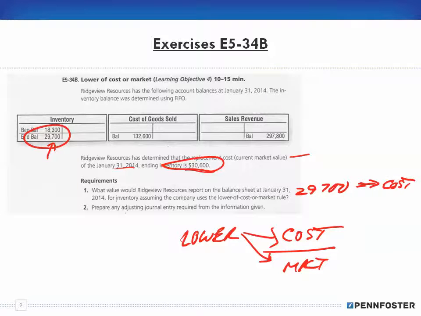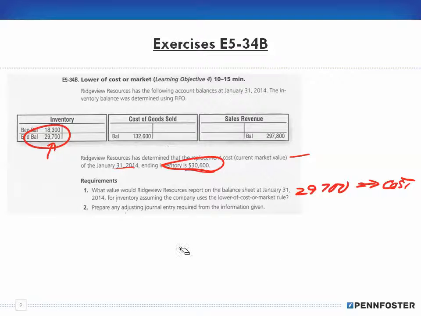Okay. And then question number two says, prepare any adjusting journal entry required from the information given. Well, I don't have to prepare a journal entry because it's already on my books at $29,700. Okay, so that's it. There is no entry. No journal entry needed.